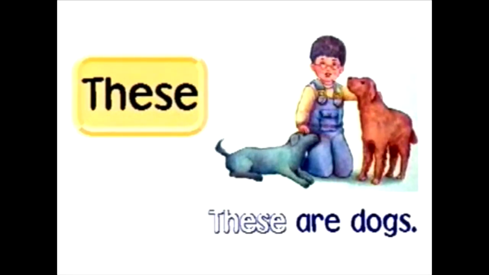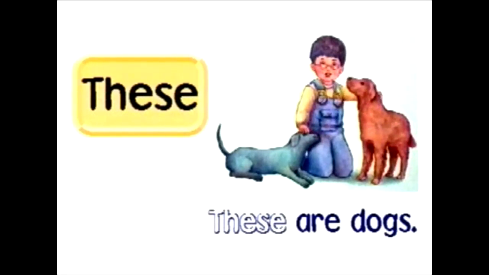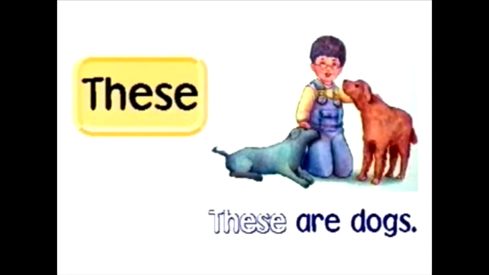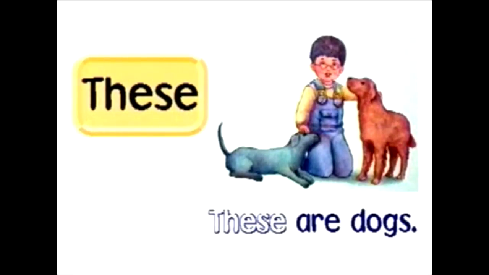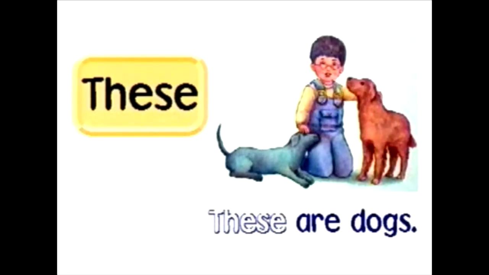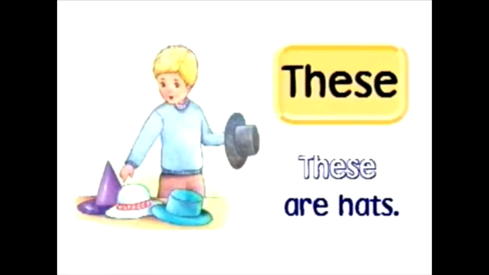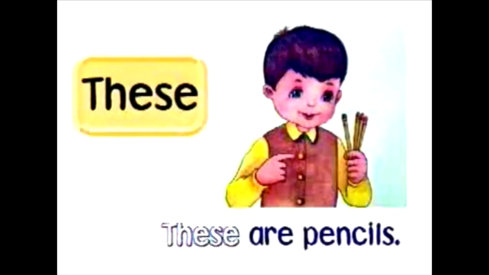Let's learn to use these and those. These refers to two or more persons or things you're holding or are near you. Notice that it is followed by the word are. So you say, "These are," not "these is." For example, you say, "These are dogs." "These are hats." "These are pencils."